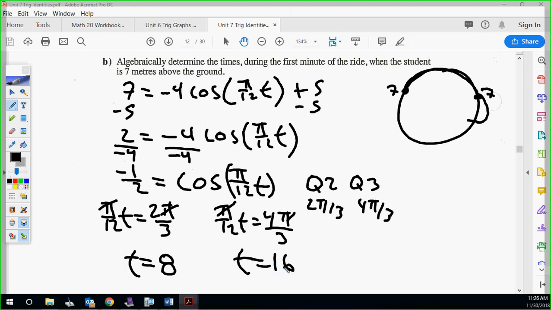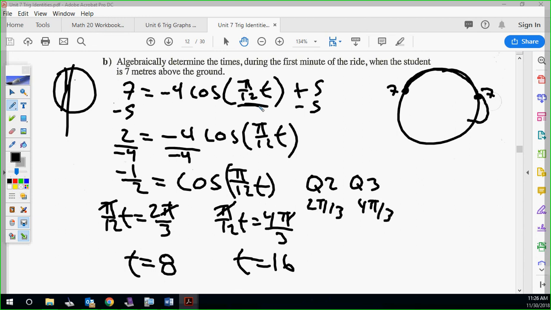Those are the locations where cosine's negative 1/2 on your unit circle. That's on your unit circle, Ty. We're there and there. Yeah, the pi over 12 was given to me, right? Pi over 12 comes from there. Okay? So what we figured out, guys, on your Ferris wheel's regular rotation, 24 seconds, is that at 8 and 16 seconds it's at 7 meters. Okay? But we know we want for a minute.